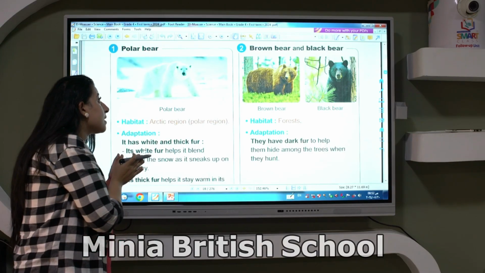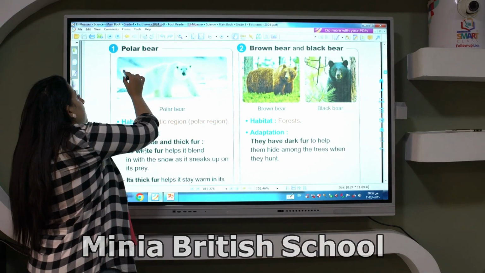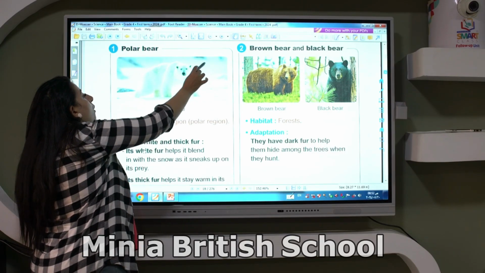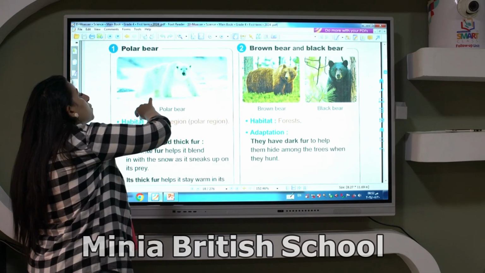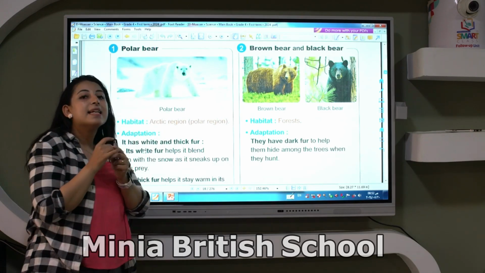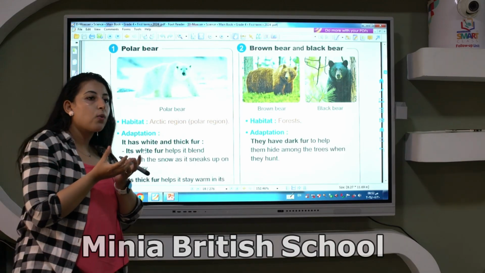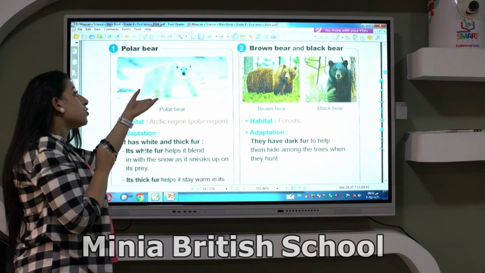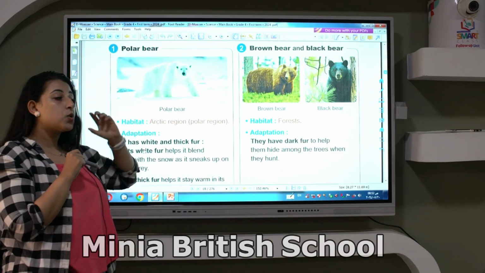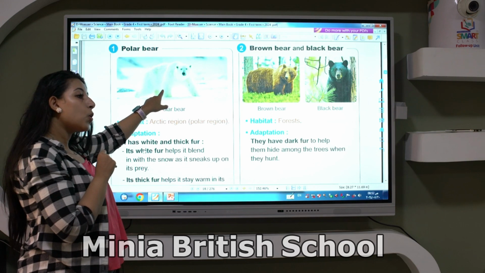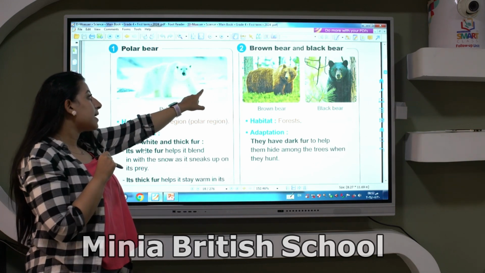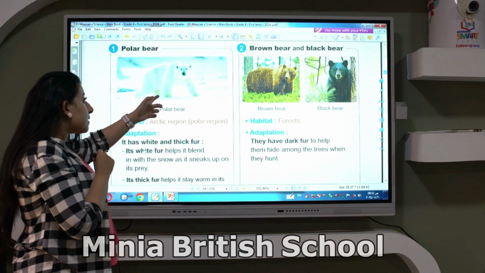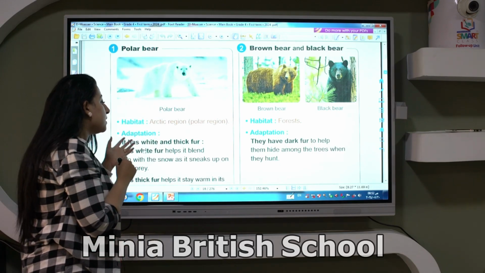Why is it white? Because it wants to take the color of the snow. It wants to take the color of this area to make something called camouflage, and we'll learn the meaning of camouflage in detail now. Okay, so it wants to stay hidden in the snow. So God created for him a white coat, like the white place that it lives in. Okay, why is it thick? To keep its body warm.